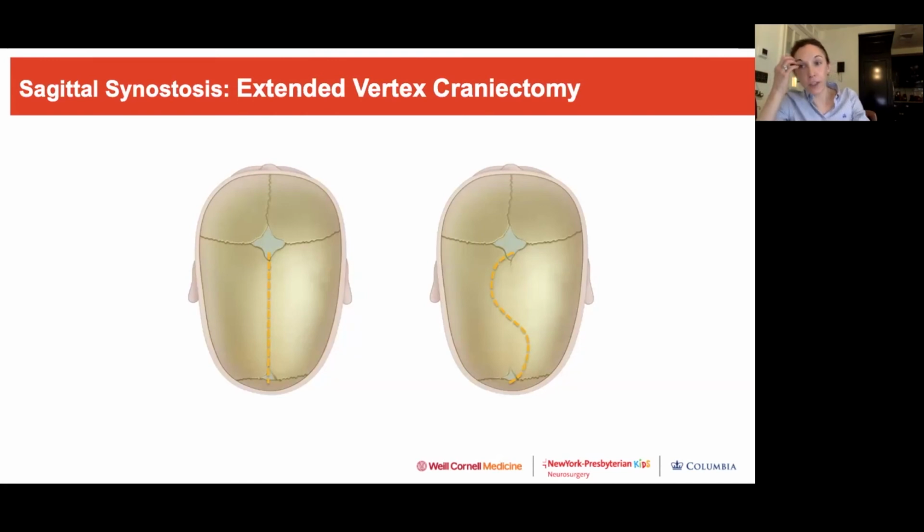If a child presents older than 4 months of age, then you have a couple of options at your disposal. The first is if it's sagittal synostosis. If they're between 4 and 6 months of age, you don't have to do a full cranial vault remodeling. You can do what's called an extended vertex craniectomy. It depends on the institution you train at. Not everyone utilizes this technique. NYU does and Sick Kids does, so I was trained in this technique and I use it.